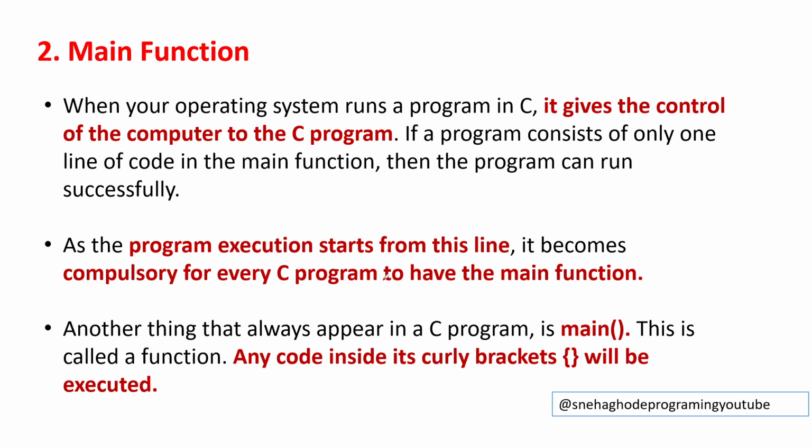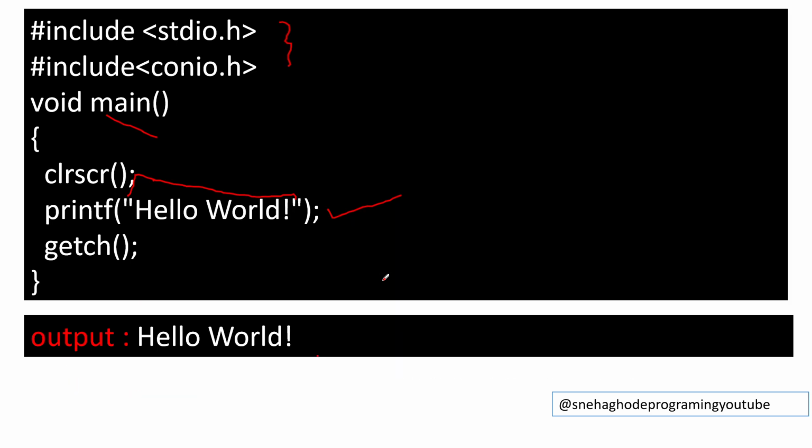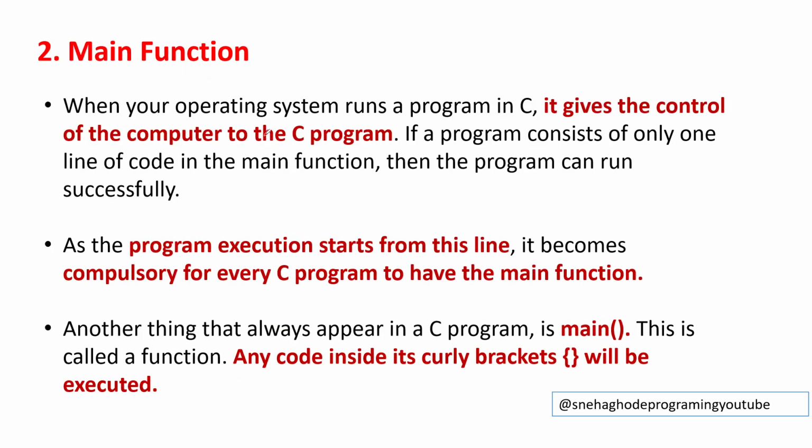This is called a function. Any code inside its curly brackets will be executed. So here, first of all this is the header file. Then this is the function, and inside the opening and closing curly brackets, whatever we can see is the body of the main function. So the statements present in that main function are going to be executed.